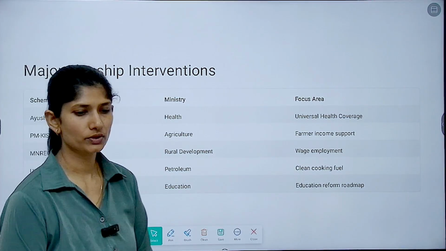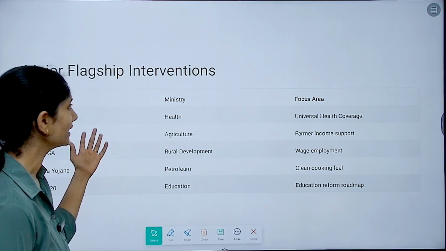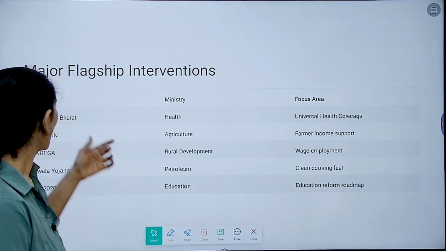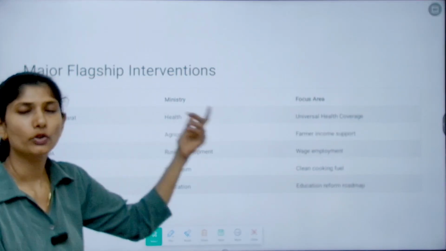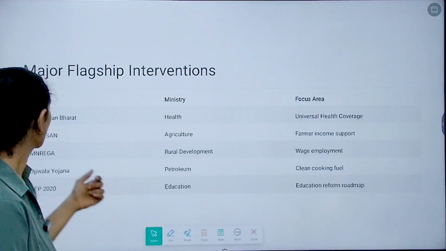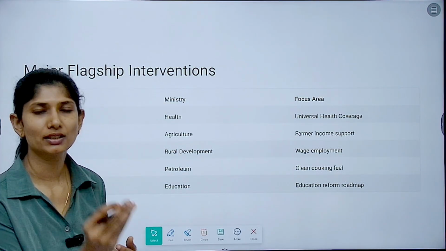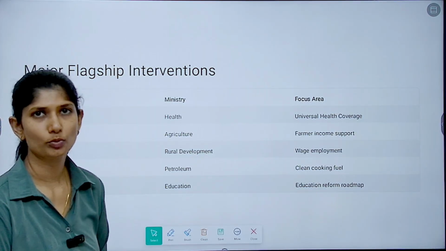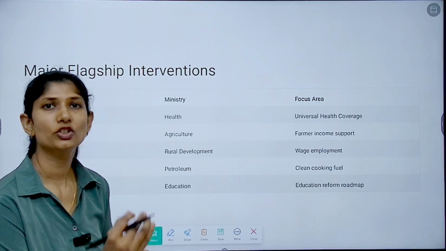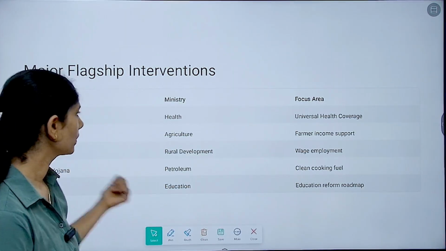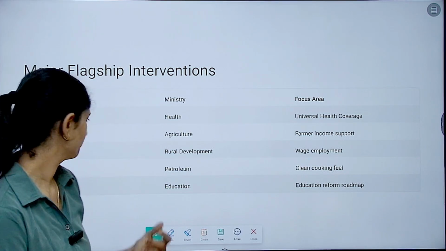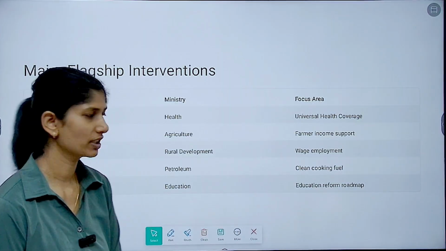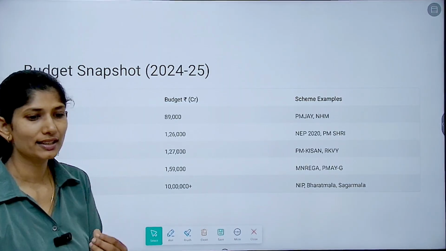Now look at this with respect to some of the schemes and the interventions they were bringing about, which means a particular objective. Ayushman Bharat was brought in for universal health coverage. PM Kisan, again, additional income for the farmers. Manrega, again, 100-day wage employment, again, to give an additional source of income. Ujjwala Yojana, again, clean cooking fuel. Your NEP 2020 education roadmap to align with 21st century needs. So these are all certain interventions.